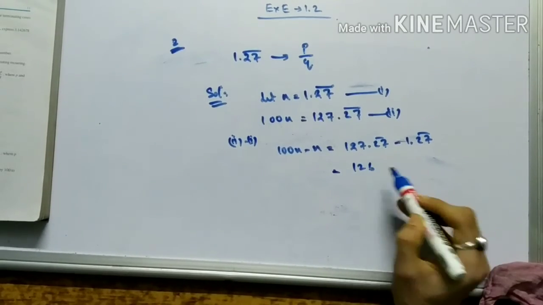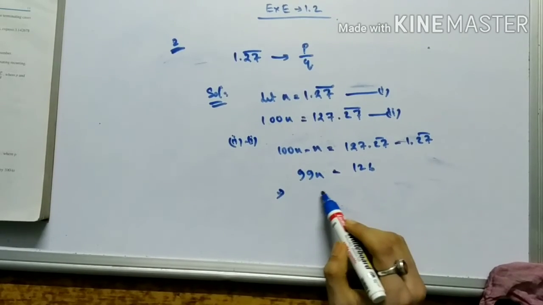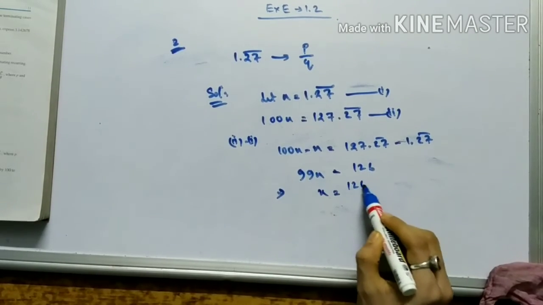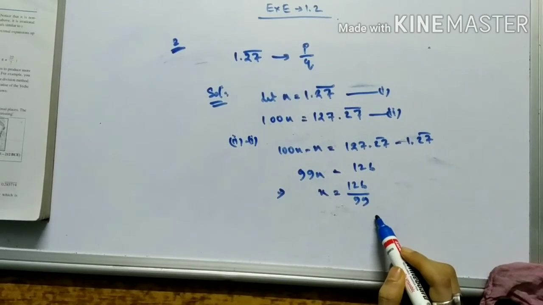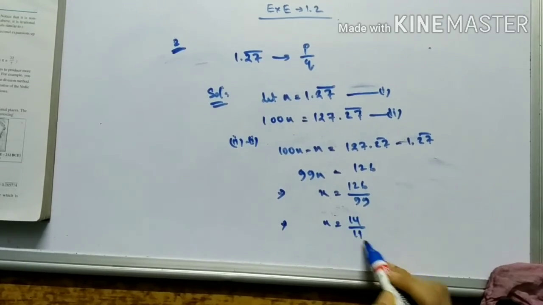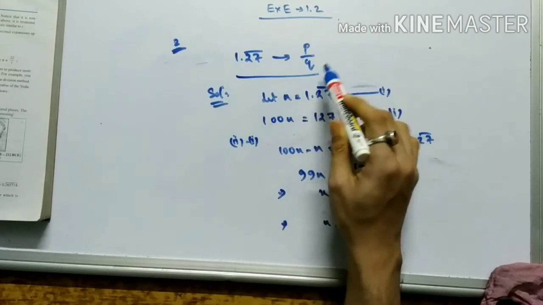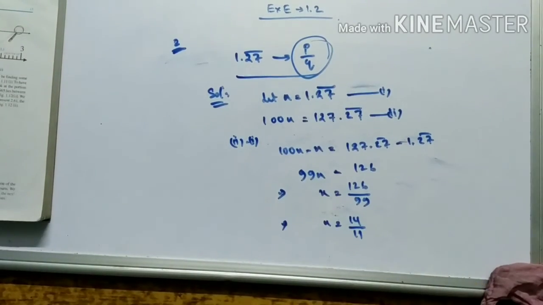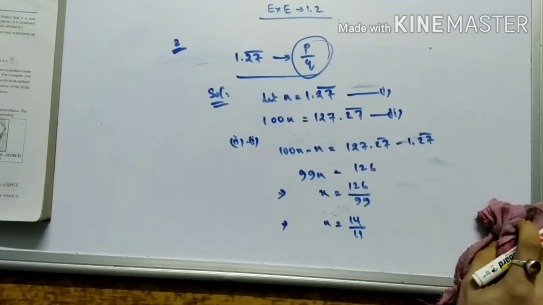So this is ultimately 126, and here I will get 99x. So 99x equals 126, x equals 126 by 99. Understand? Simplifying, ultimately x equals 14 by 11. Therefore I showed that 1.27 bar can be expressed in the form of P by Q.